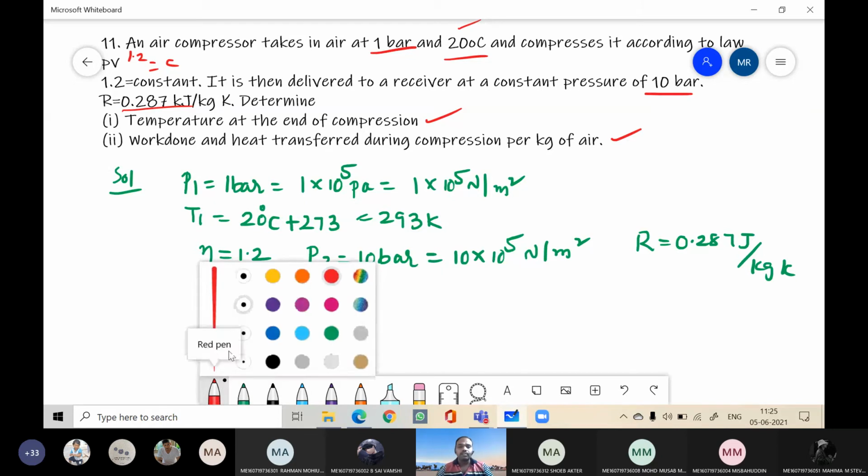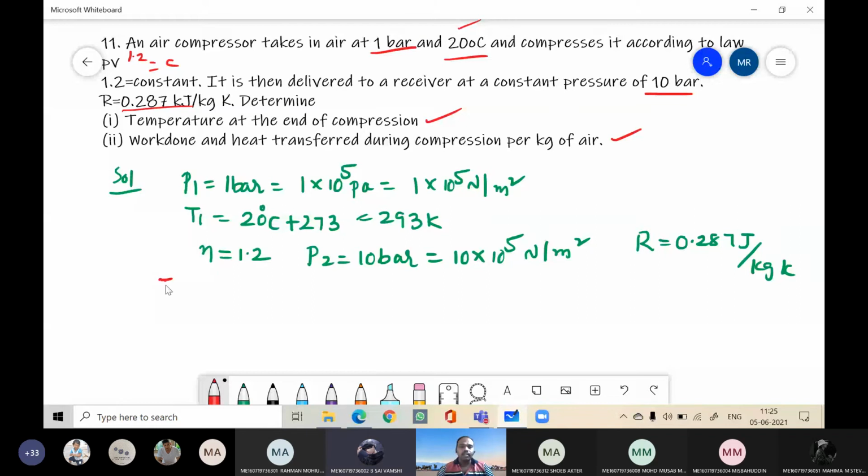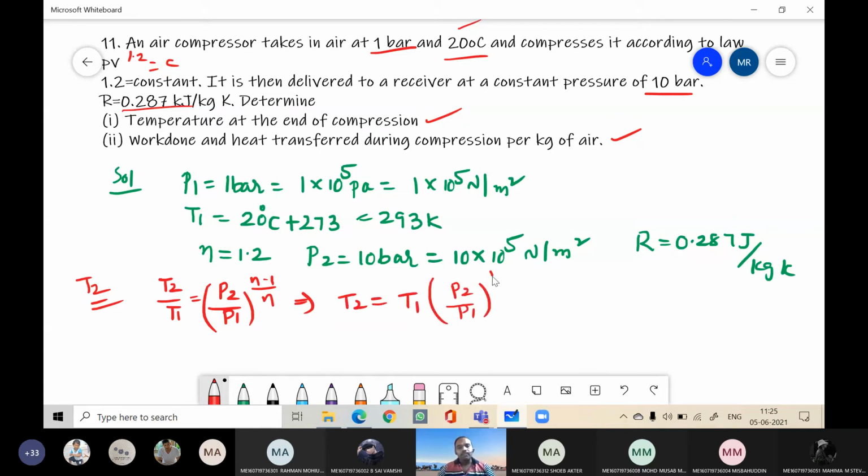What is the notation? What is T2 by T1 equal to? T2 by T1 is asking the T2 value. So T2 by T1 is equal to P2 by P1 whole power N minus 1 by N. So from this we can calculate T2 is equal to T1 into P2 by P1 whole power N minus 1 by N.